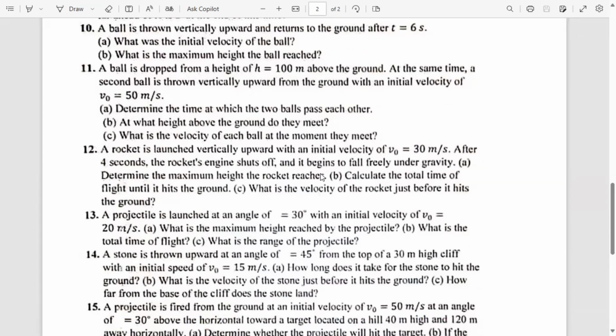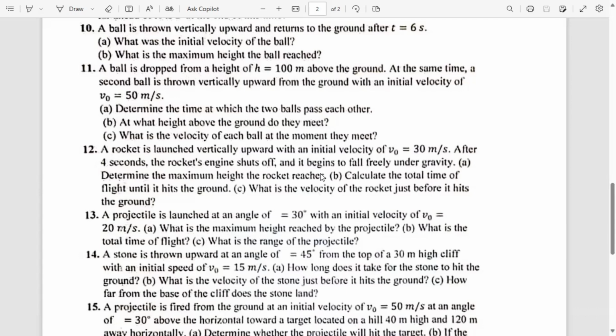So question 10 is saying a ball is thrown vertically upward and it returns to the ground after a time of 6 seconds. Question A, what is the initial velocity of the ball? Question B is saying, what is the maximum height the ball reached?